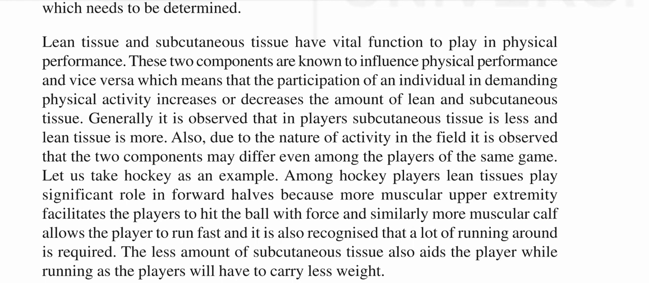Let us take hockey as an example. Among hockey players, lean tissue plays a significant role in forward halves because a more muscular upper extremity facilitates the players to hit the ball with force, and similarly a more muscular calf allows the player to run fast, and it is also recognized that a lot of running around is required. The lesser amount of subcutaneous tissue also aids the player while running as the player will have to carry less weight.